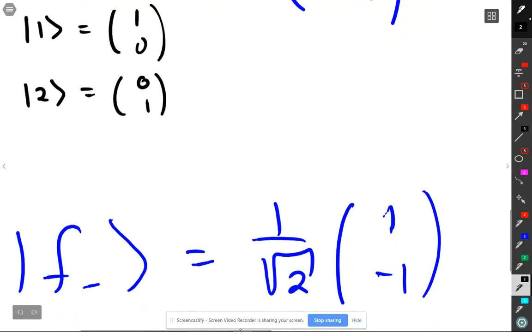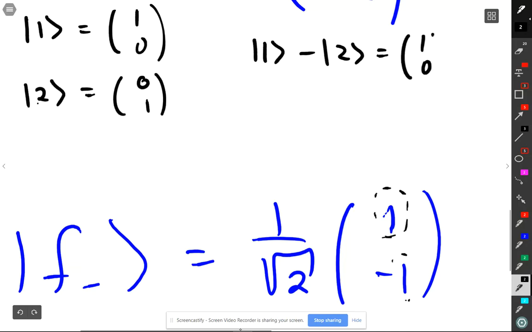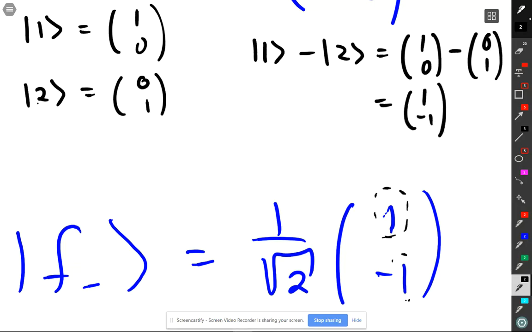So if I look at this, I have a 1 here. So I'm going to put a ket 1 to get a 1 there. And I have a minus 1 here. So I'm going to put minus ket 2 to get a minus 1 down there. So ket 1 minus ket 2 is equal to that, and so I got it by doing that construction. With something simple like this, you can do it in your head. With things more complicated, it may not be so easy to do it in your head.